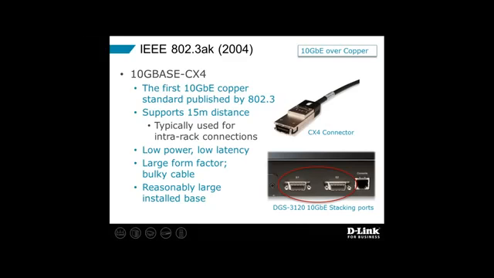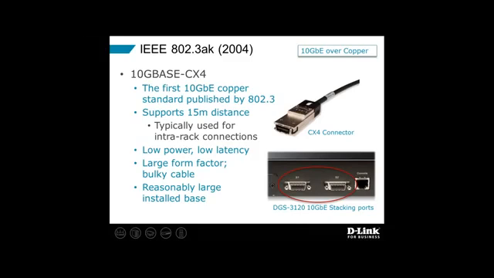15 meters is, I believe, the maximum distance for CX4 technology. So that means it's typically going to be used within a rack or maybe from rack to rack, but 15 meters doesn't really get you too far. The nice thing about CX4 is it supports the full 10 gig speeds. It's low power, pretty low latency, but it is a kind of bulky cable and bulky connector. It's a good technology. It's still used today.